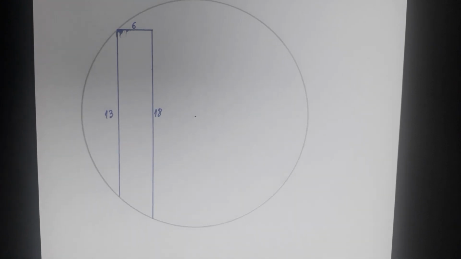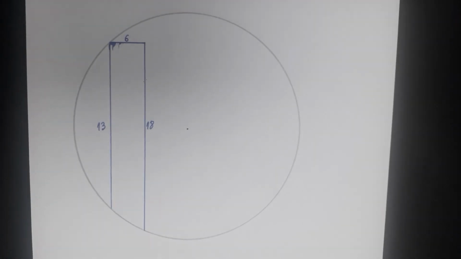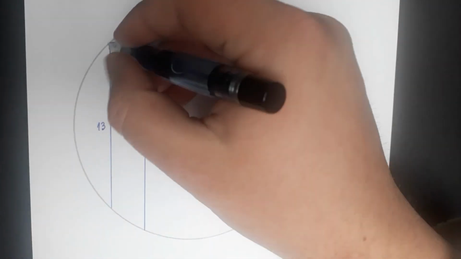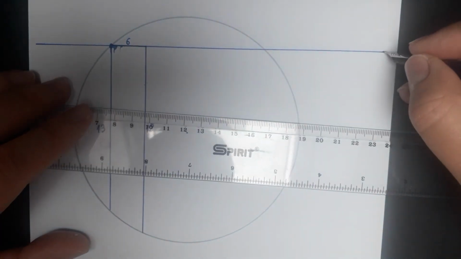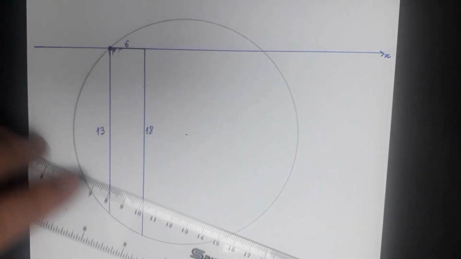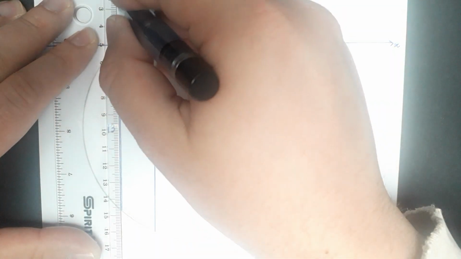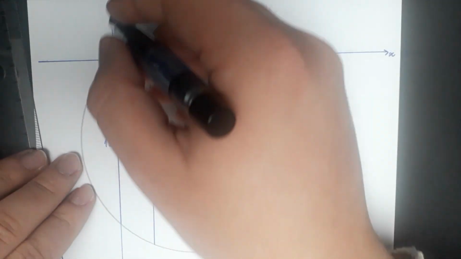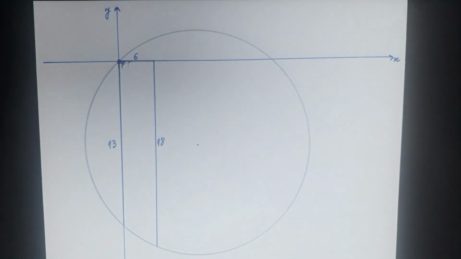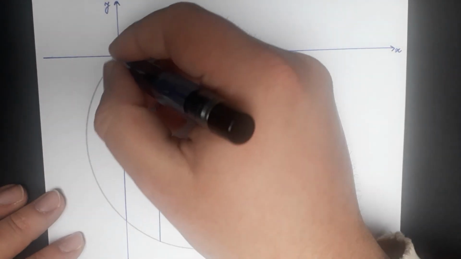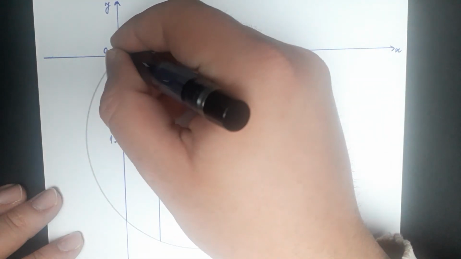Now I want to show you a second method for solving this problem. This time we are going to use analytical geometry. We are going to place a Descartes coordinate system with an origin at this point here. So we have our x-axis right here, and we are going to have the y-axis perpendicular to it at the origin. So this is the y-axis. This is the origin 0, 0.